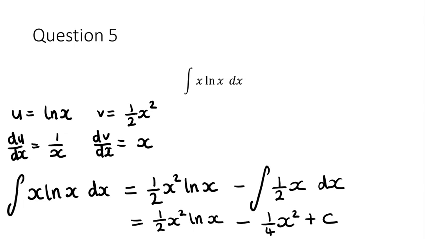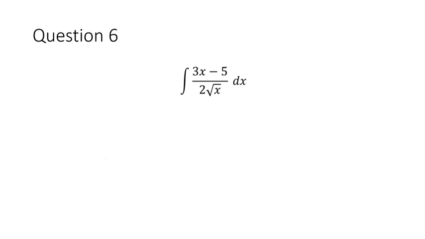Okay, one more to go. So we've got here 3x minus 5 over 2 root x. My advice for this one is do not overcomplicate it. This problem can be solved with simply techniques that you would have learned in first year. Okay? There are no actual year 13 or A2 techniques that you need to use for this problem.